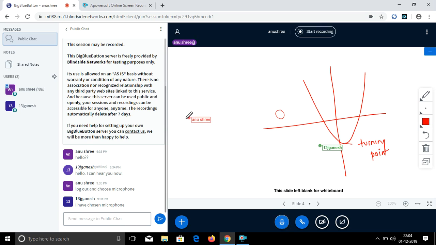Intersecting means, suppose, take the example in this graph. This one is your x-axis. Is this clear, right? Yeah. And this curve is intersecting the x-axis at this point and at this point. Is this clear? Yeah. So basically, this curve is intersecting the x-axis at two different points. And these two points are known as the roots of the curve.